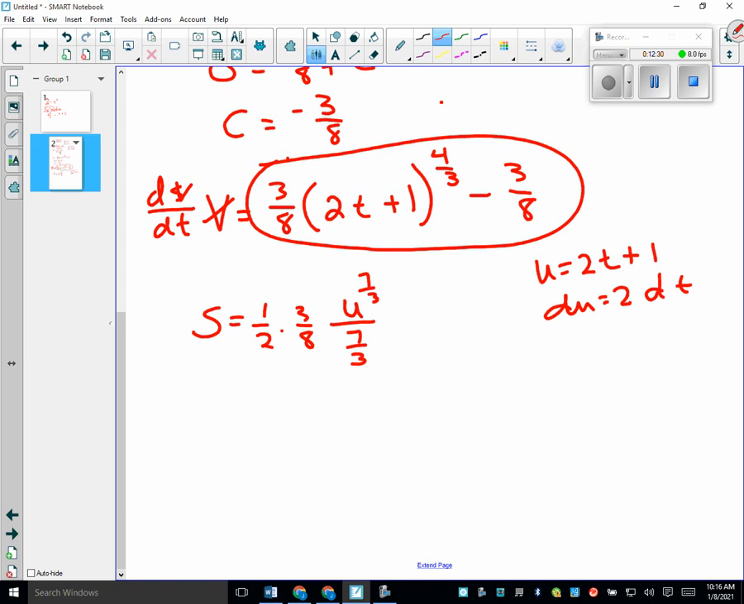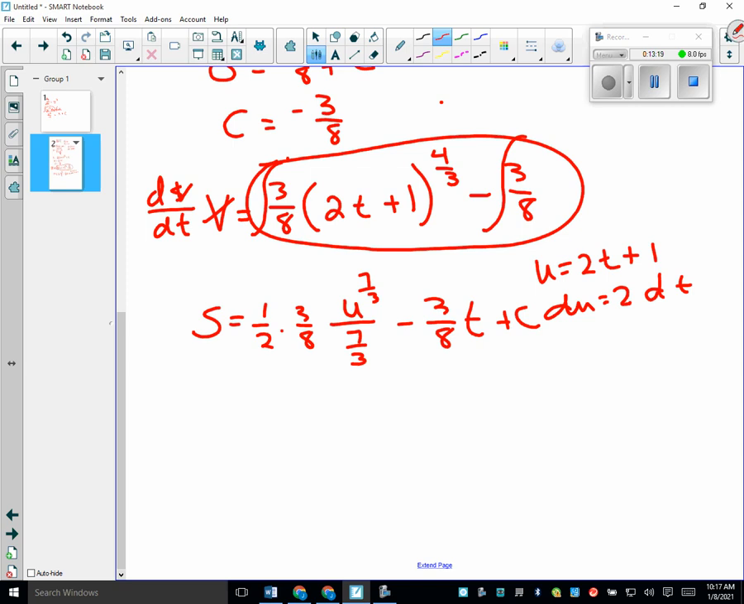Now, this is where I want you to be careful, because I did the antiderivative of this, but I'm also doing the antiderivative of this piece. This piece has a u. This piece doesn't. The antiderivative with respect to t, so this is minus 3/8 t plus C. Does that make sense to you? Yes.